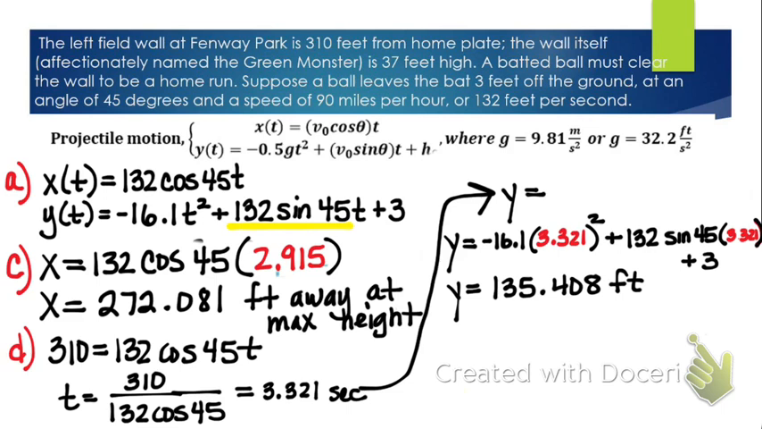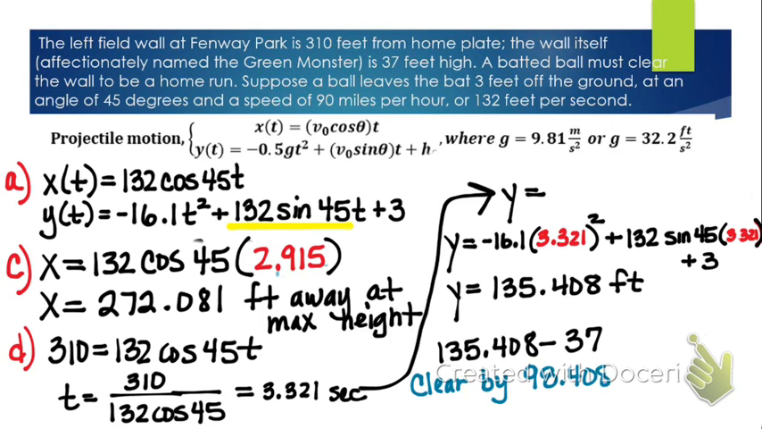37 feet. So to figure out how much, we're going to take that 135.408 minus 37. And it's going to say the ball is going to clear by, go ahead and subtract that. And you should get 98.408 feet.